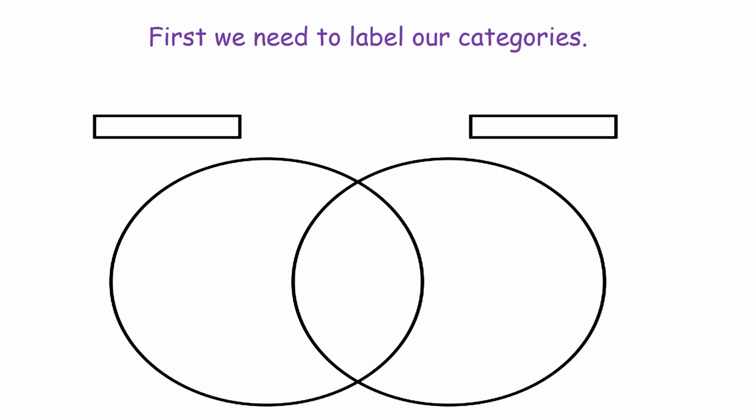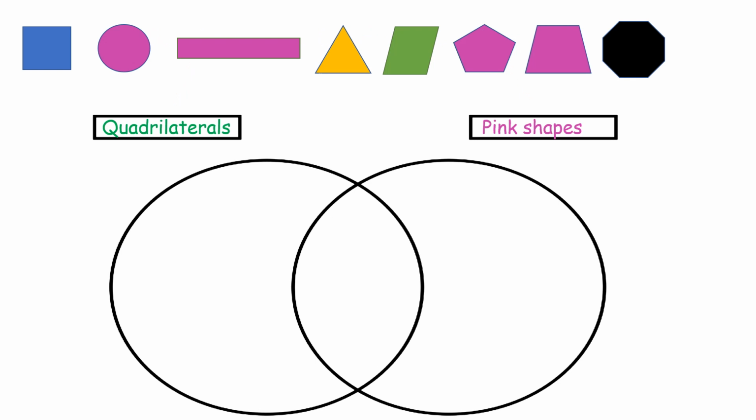So let's have a go now at using a Venn diagram to sort out the properties of shape. So first we need to label our categories. Let's label one of our categories as quadrilaterals, so shapes that have 4 sides. Let's label the other category as pink shapes. So here are the different shapes that we're going to be sorting into the Venn diagram. Pause the video for a minute and have a go at sorting some of the shapes on your own.